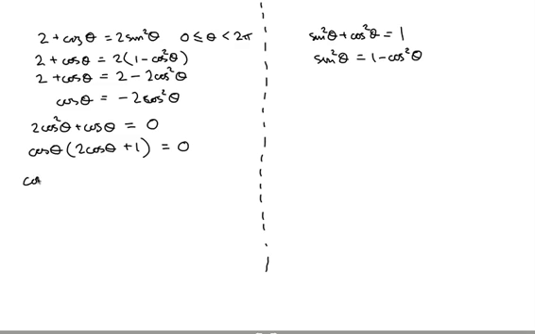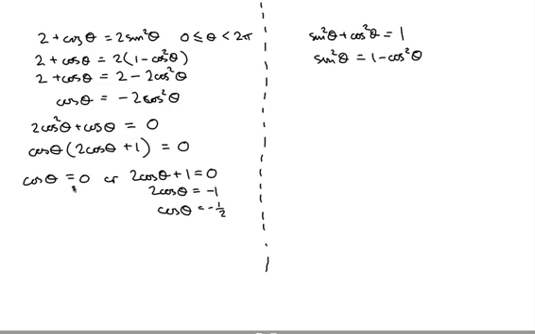Either cos theta is equal to 0 or 2 cos theta plus 1 equals 0, in which case 2 cos theta would be minus 1, subtract 1 from both sides, and then divide by 2, so cos theta equals negative a half. That's dividing both sides by 2.